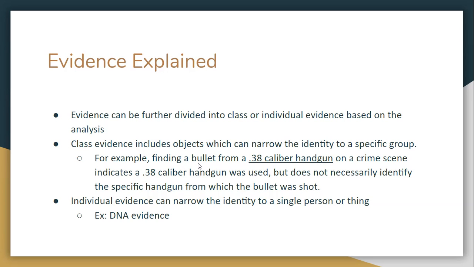Individual evidence is something that can narrow the identity to a single person or thing. And DNA is the most classic form of individual evidence. But we'll also talk about different things that can be considered individual evidence, such as the striations on a bullet that can be matched to the gun that shot it.